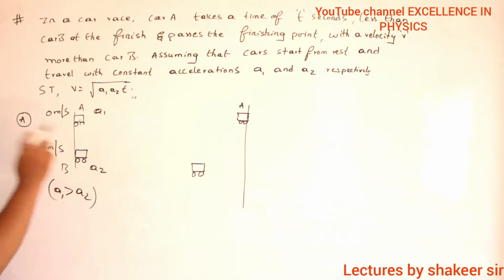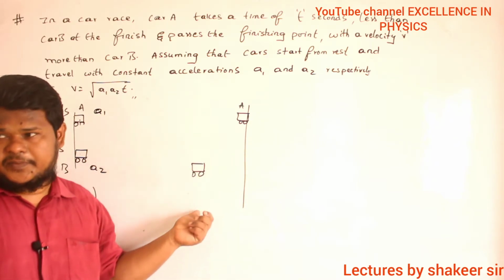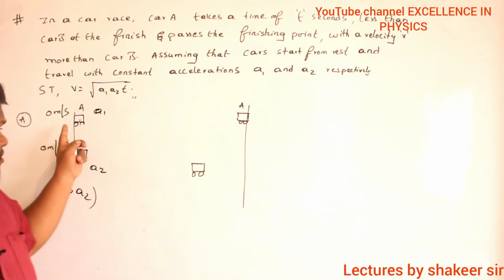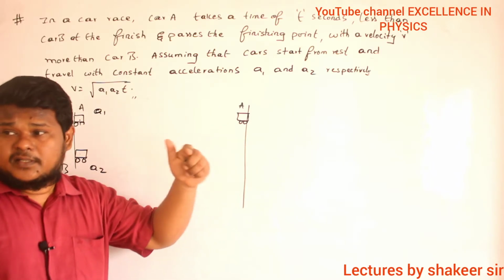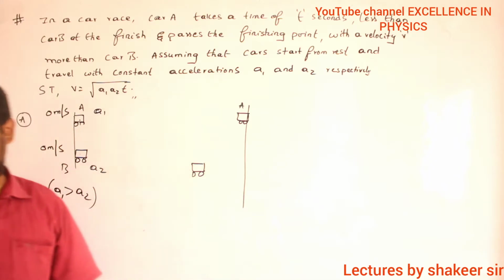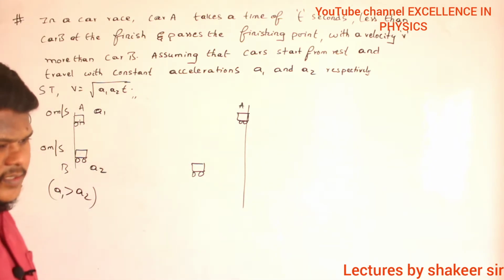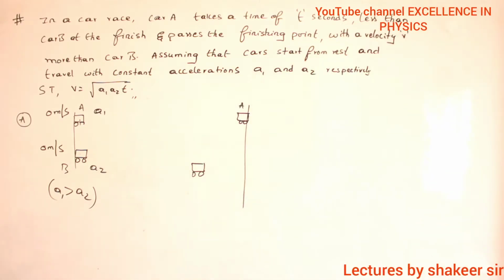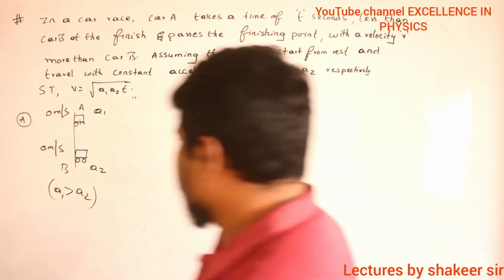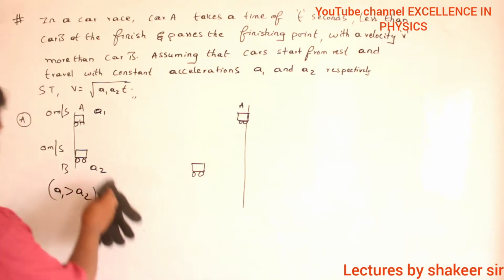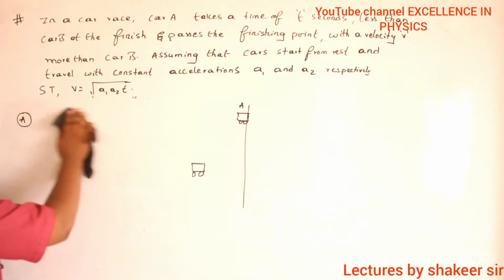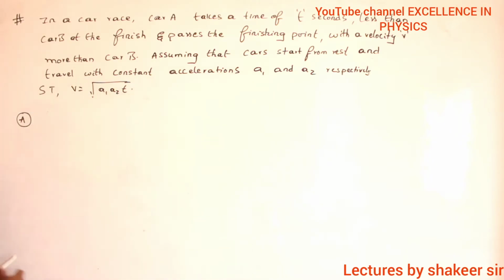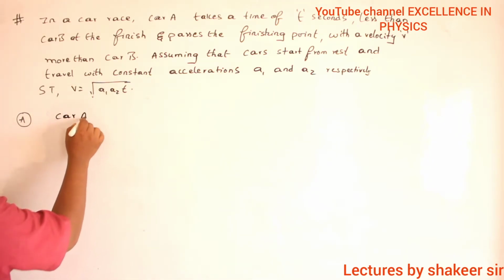So, the question is based on how many conditions here? First of all, time is given and final velocity is also given. Car A is travelling a time small t before car B. And also car A is travelling with a velocity v greater than car B at the finish line. These are the points. So, how can I write the equations of car A and car B? First of all, we will try to write the equations of car A.